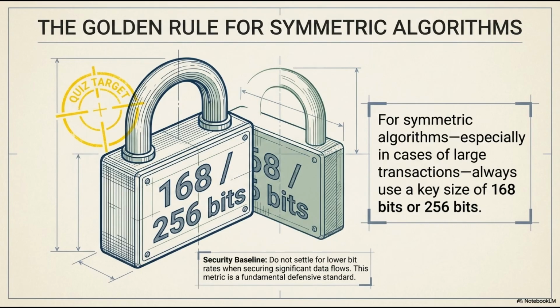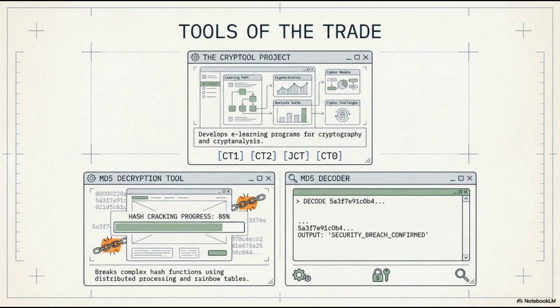Let's look at the software used in the real world on slide 14, tools of the trade. The source mentions a few specific ones. For education and learning, there's the CryptTool project. It develops e-learning programs for cryptography and cryptanalysis. It includes modules like CT1, CT2, JCT, and CT0. Really good for getting hands-on with this stuff. Very much so. And on the offensive side, it lists the MD5 decryption tool and the MD5 decoder. And those are for breaking complex hash functions, right? Yes, often utilizing distributed processing and rainbow tables to tear through those hashes.